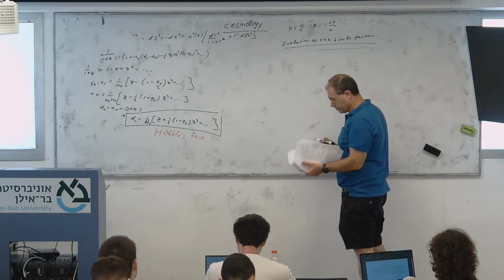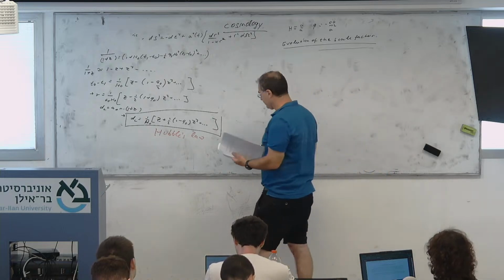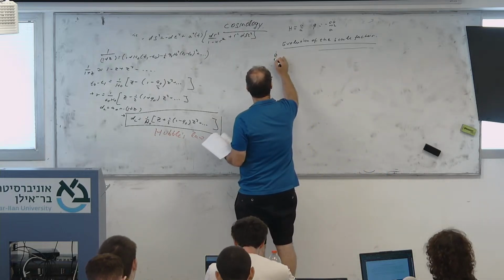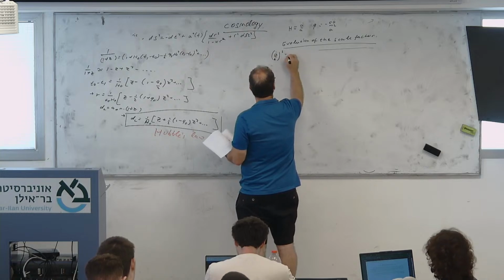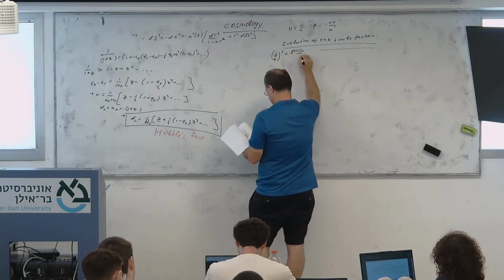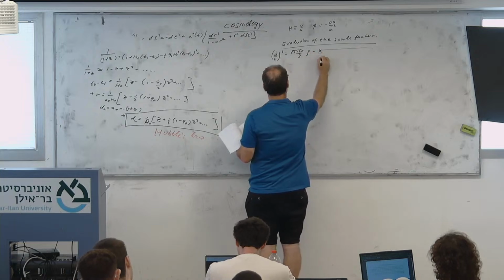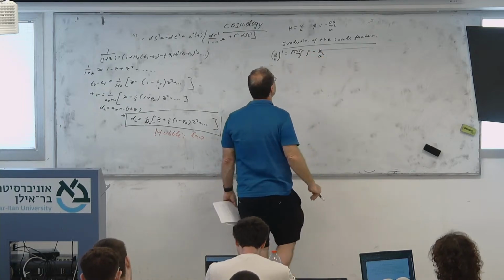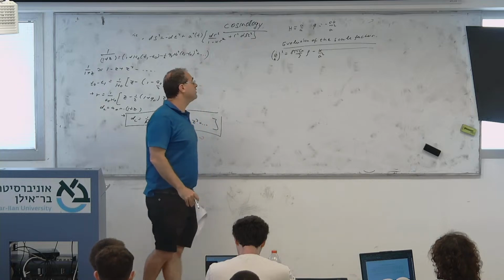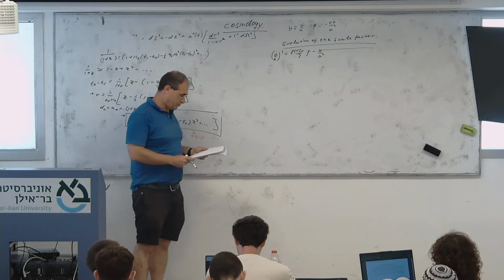Just to erase Friedmann's equation. A dot over A, squared, is 8 pi G over 3 rho minus k over A squared. Given k, there is no problem solving this equation.